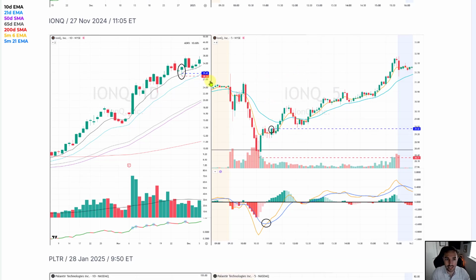So another quantum-related stock. This is on the 29th of November, 2024 at 11:05 Eastern time. So can you see here on the daily chart, the stock's in a nice uptrend here, uptrend, uptrend.